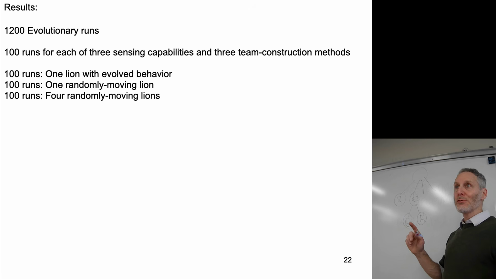The 900th through 1,000th run, they just evolved behavior for 1 lion, so no pride. The 1,000th through 1,100th run, they didn't actually do genetic programming at all. They just generated a random tree, not even a random tree. They just had 1 lion move randomly 100 times. Those are the 100 runs. And they did a final 100 runs of 4 randomly moving lions.